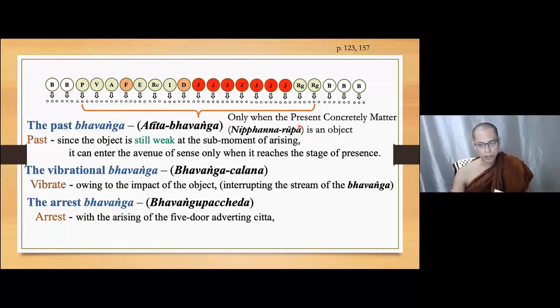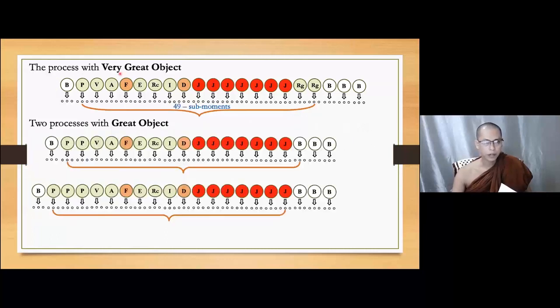Okay, so when any present concrete matter appears in the avenue of the sensitive materiality, let's see how the object appears. As we have classified the objects according to their qualification, take a very great object. At that moment, there is only one past bhavanga, so only one time past bhavanga, then vibrational bhavanga and arrest bhavanga. After that, the five-door adverting has the opportunity to take place. Then the process runs. We already studied this process, so we don't need to mention it again.